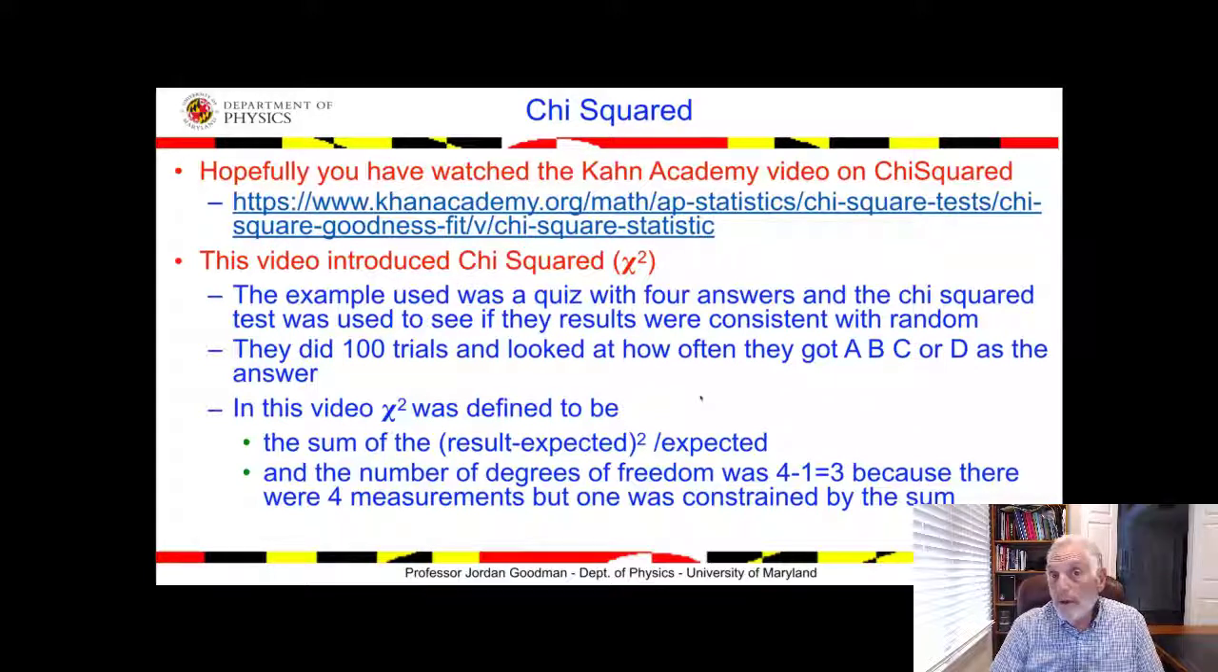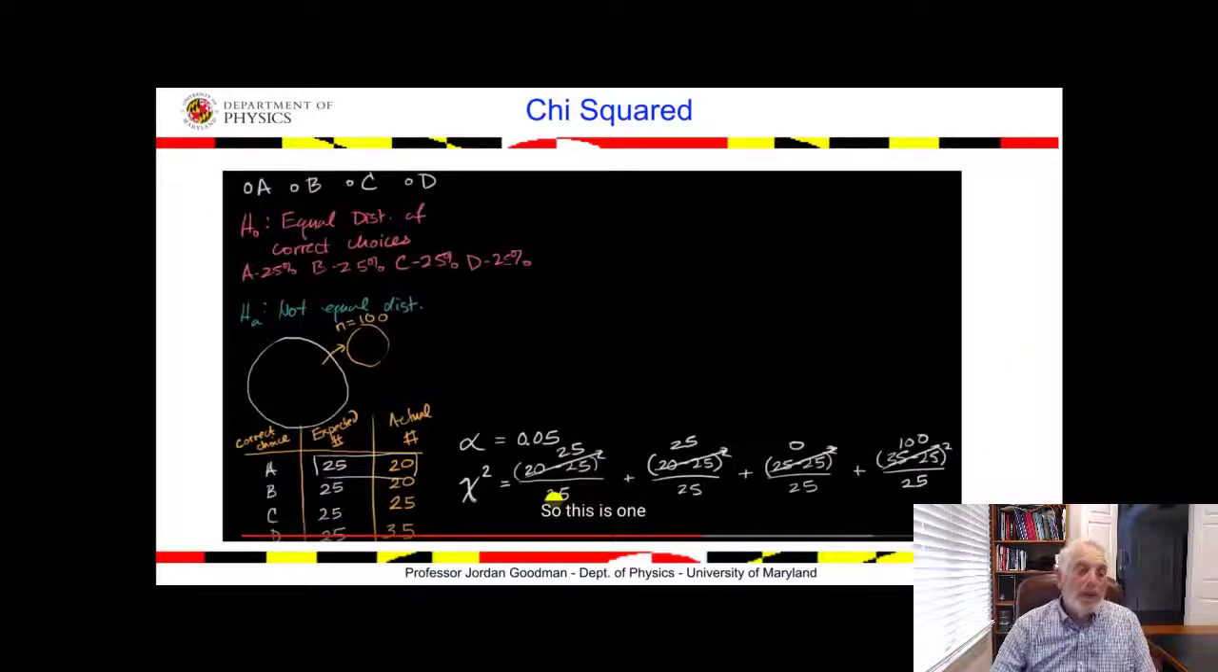And then at the end, they concluded that the number of degrees of freedom they had was 3, because there were 4 possible answers. But once you knew what 3 of the answers were, you could figure out how many of the 4th ones there were. So again, I would go and look at the video.